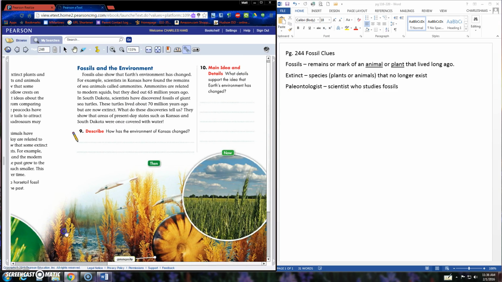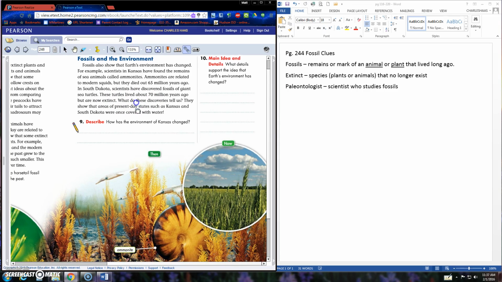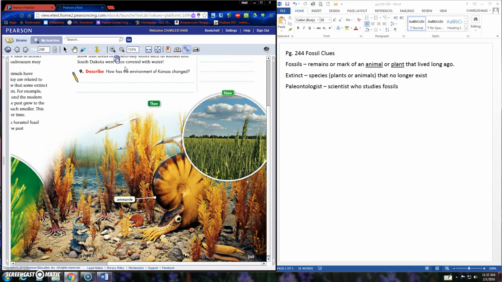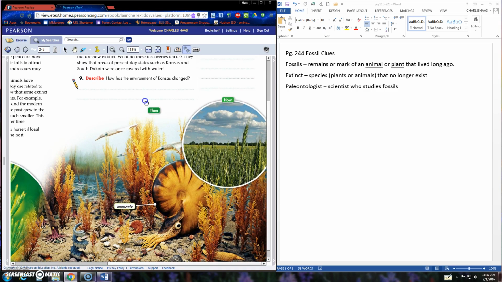Fossils in the environment. Fossils also show that Earth's environment has changed. For example, scientists in Kansas have found the remains of sea animals called ammonites. Ammonites are related to modern squids, but they died about 65 million years ago. In South Dakota, scientists have discovered fossils of giant sea turtles. These turtles lived about 70 million years ago, but are now extinct. What do these discoveries tell us? They tell us about the climate, about the habitat, the environment, then and today.